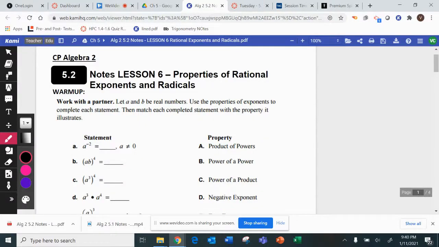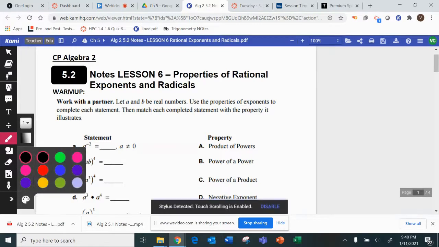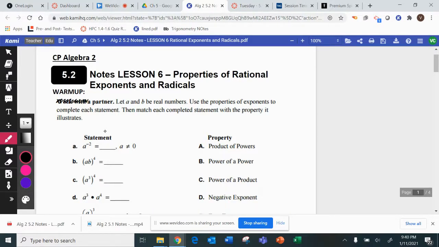What's up, Algebra 2? We are starting section 5.2, properties of rational exponents and radicals. So the first thing says work with a partner. If we are remote, that's a little difficult to do. If you are in person and would like to work with a partner, please feel free. But what I want you to do is actually pause the video, and I want you to fill out the blanks.